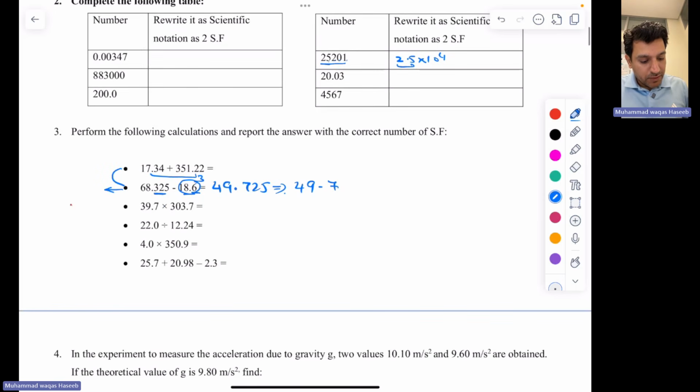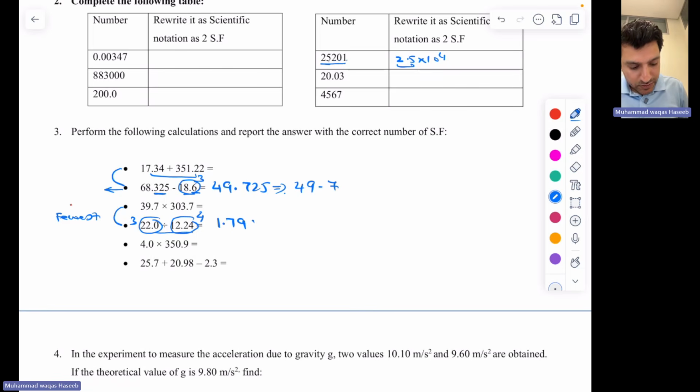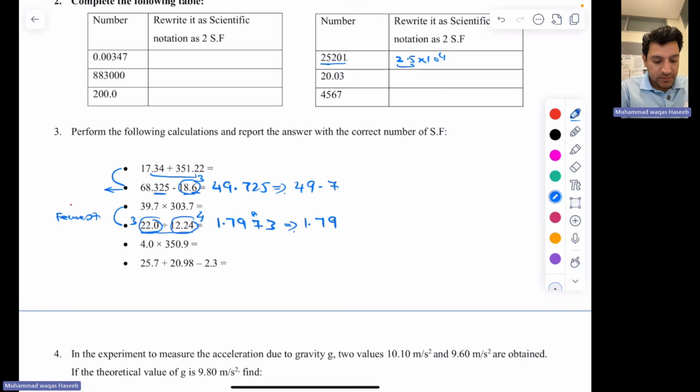The same goes for addition. Now, in terms of division and multiplication, the rule is the same. You need to select the number that has the fewest significant figures. For example, this number has 3 significant figures and this number has 4 significant figures. So you select 3 as a reference and express the answer in terms of the fewest number. For example, 22.0 divided by 12.24, you will get 1.7973. You need to express it in 3 significant figures, so you can write it as 1.79, or you can approximate it and it will become 1.80.